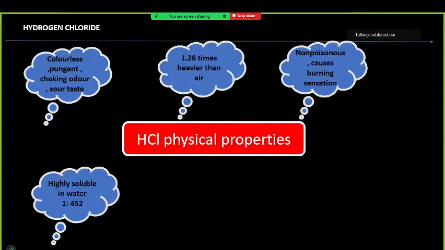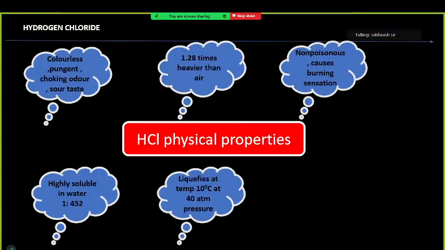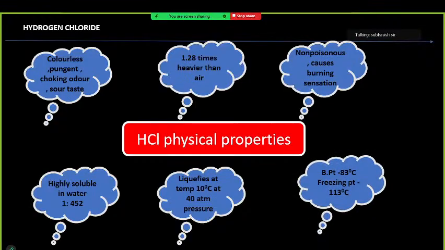This is generally for hydrochloric acid. It is fairly soluble, meaning highly soluble. So HCl gas is not collected by the displacement of water. It is liquefied at very low temperature, like 10 degrees Celsius with a pressure of 40 atmospheres, converted into liquid. The boiling point is minus 83 degrees Celsius and the freezing point is minus 113 degrees Celsius.